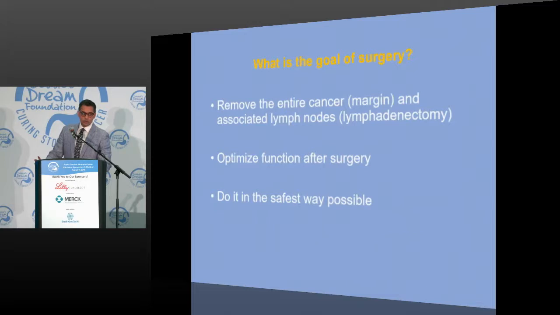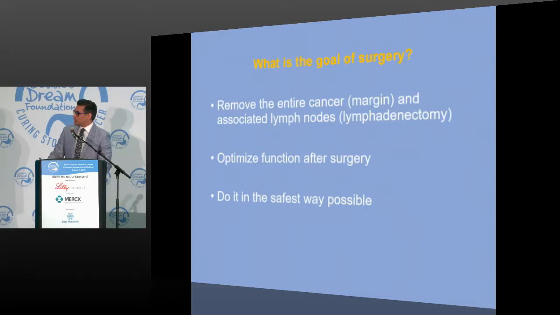So our goal is to remove the entire tumor with some normal tissue around it, some normal stomach around it, so that the edges, what we call the margins, are free from tumor. And then we also want to remove any lymph nodes that might be associated with the cancer and might have had spread to them from the original site.